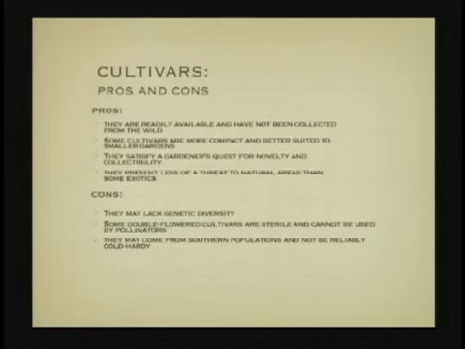Some gardeners will only want to plant native plants, the species themselves, and there are pros and cons which we'll discuss. The pros: they are readily available, and they obviously have not been collected from the wild since they were specially bred. Some cultivars are more compact and better suited to the smaller garden, and a lot of us, especially in the suburban areas, our gardens are not acres and acres, and if you can choose between a 3-foot or a 6-foot plant, you might very well want to go with the 3-foot.